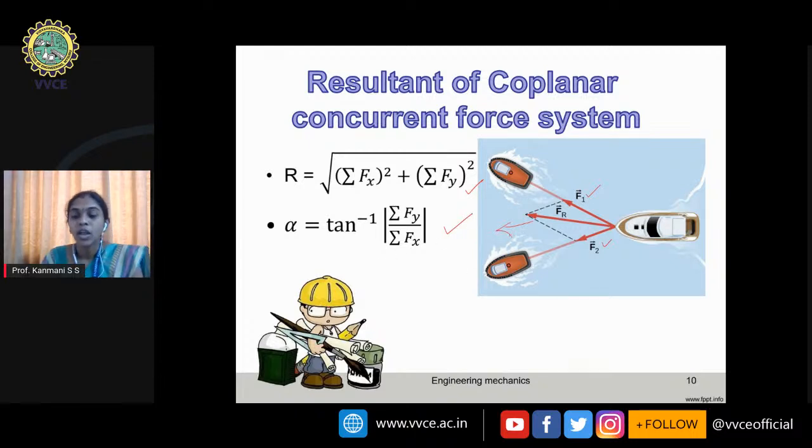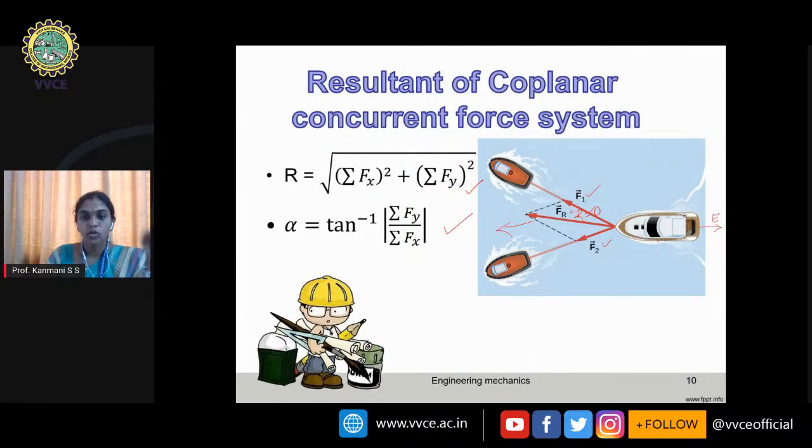But if I want to make sure that this ship should not move anywhere, it should stay in that position, then I have two options. Either I can make this resultant force Fr, or R, equal to zero, or I have another option: apply another equal and opposite force to this side, which is called equilibrant, whose magnitude is equal to the resultant but opposite in direction to the resultant.